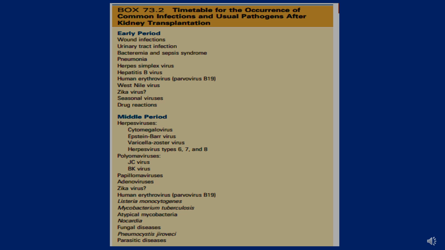Pause the video and carefully scrutinize box 73.2, timetable for the occurrence of common infections and usual pathogens after kidney transplantation, before advancing to the next slide.